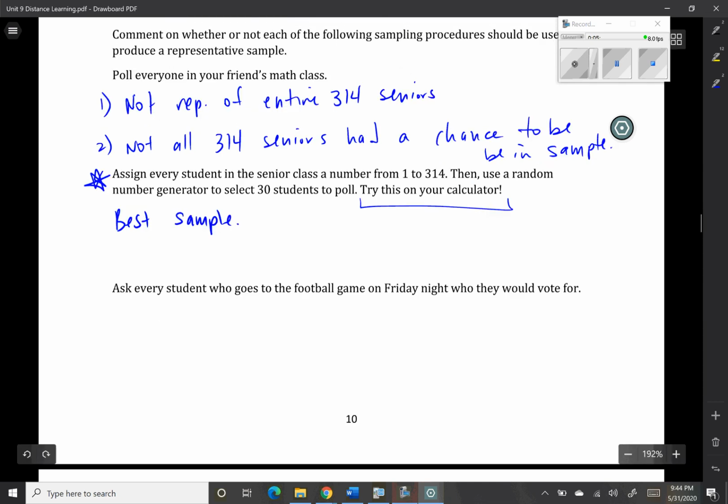Let's take a look at the last one and explain why that one might not be good. It says, ask every student at the football game on Friday night.